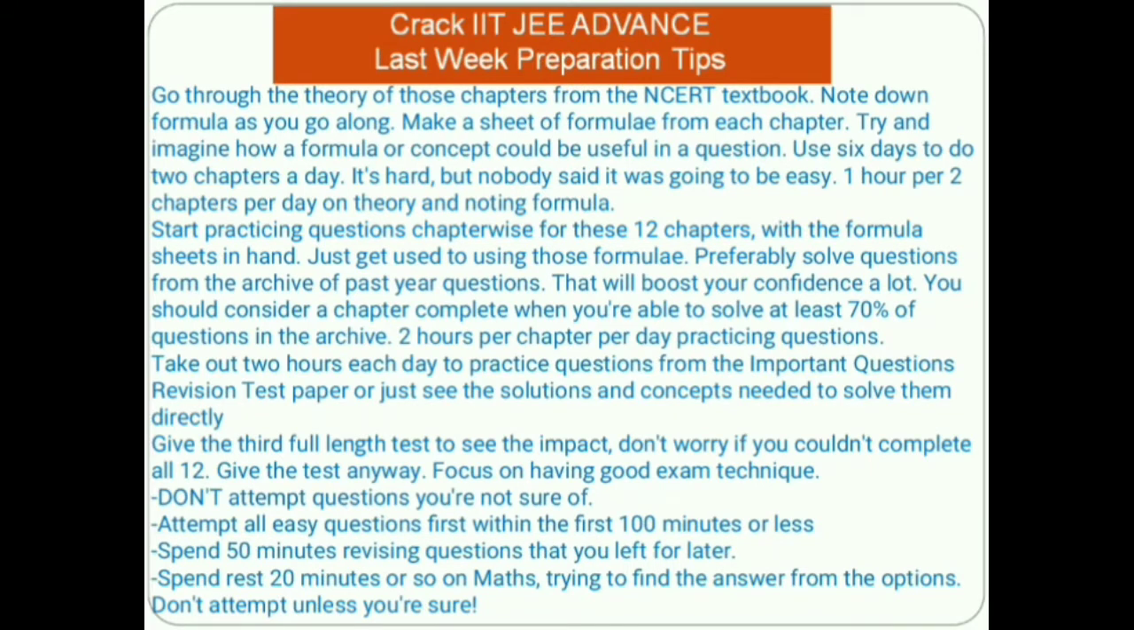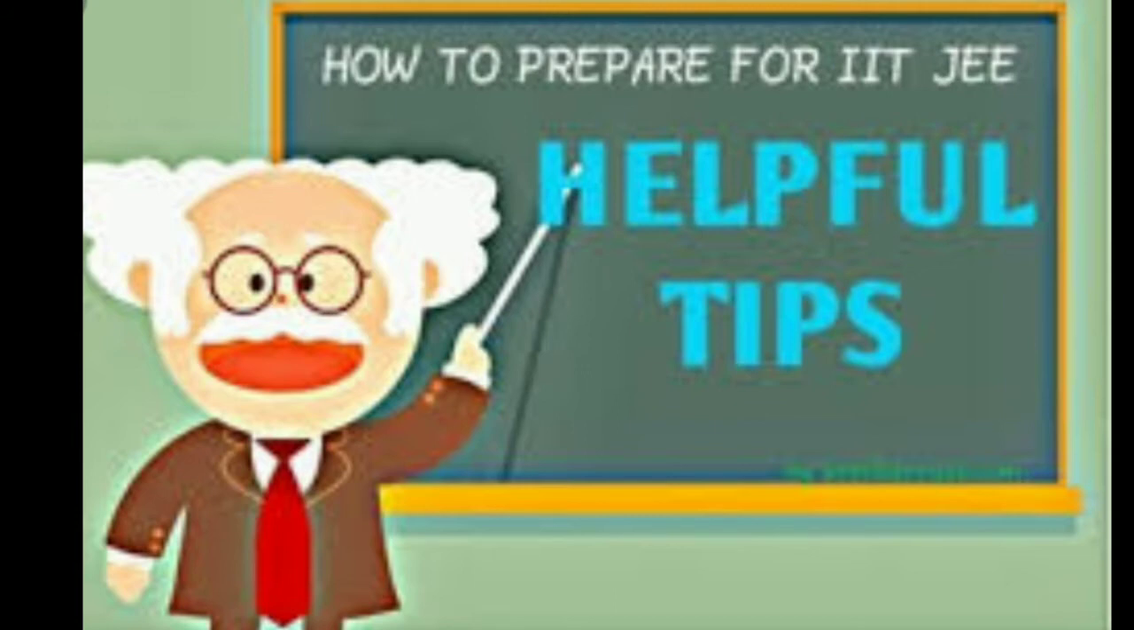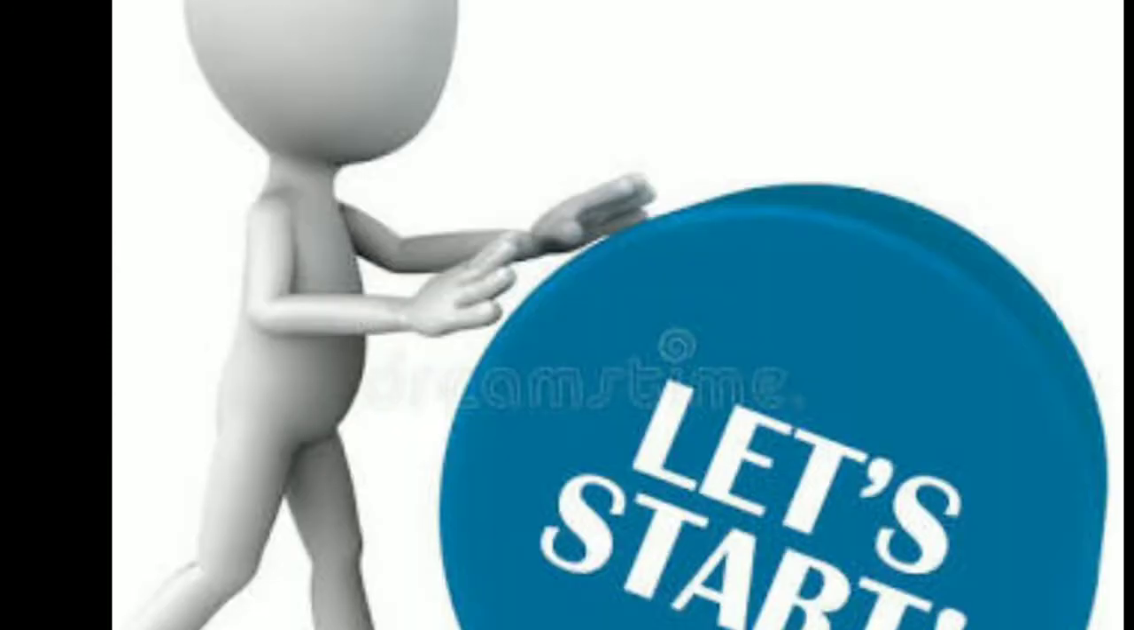Attempt all easy questions first within the first 100 minutes or less. Spend 50 minutes revising questions that you left for later. Then spend the remaining 20 minutes or so on maths trying to find the answer from the options. Don't attempt unless you are sure.